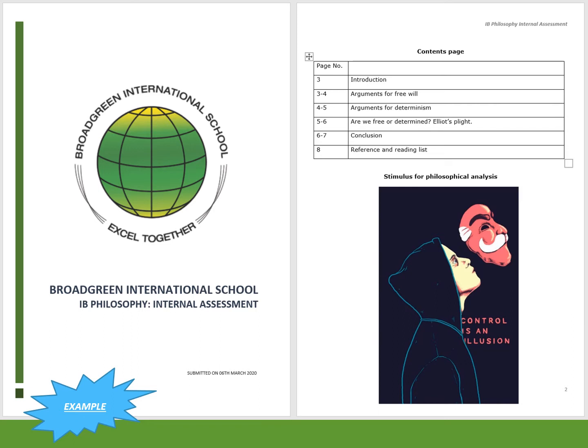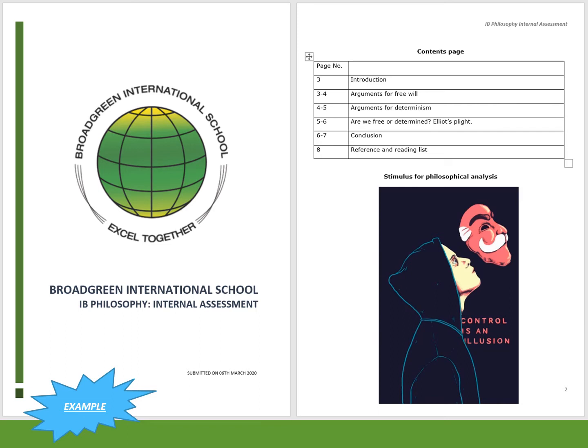So here's the example that I was talking about earlier of a very good IA. I'm not going to tell you the marks, I'm not going to tell you the grades, I'm certainly not going to tell you who it was, but I am going to tell you that it was a very good IA, and it's a very good example to learn from. So as you can see, there's the front page. There, I took all the names off and such.